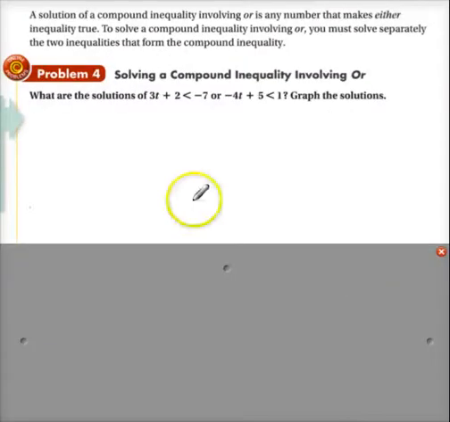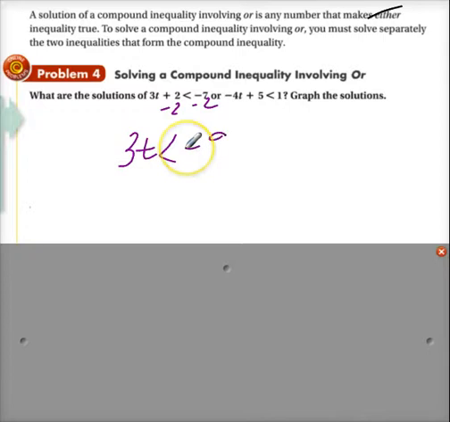Okay, moving on. How do we solve a compound inequality involving an OR statement? These ones we can't do at the same time, so you just solve them as two separate inequalities. So 3t plus 2 is less than negative 7. I'm going to subtract 2 from both sides of the inequality. I have 3t less than negative 9. Divide by 3. Remember, if you were dividing by a negative number, you'd have to change your inequality symbol.